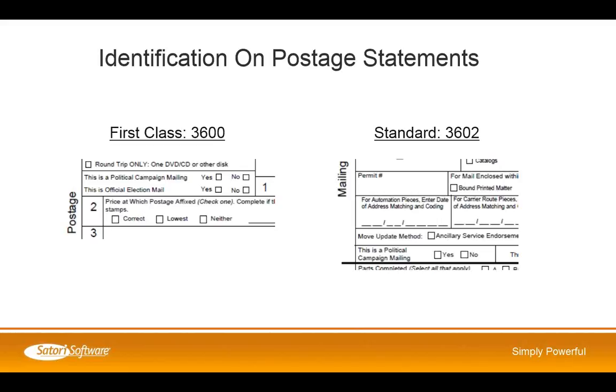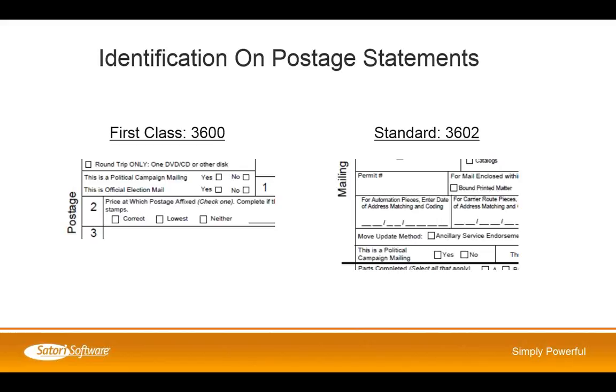And so the first one is the First-Class 3600, where you can see that there are two different check boxes. One is to identify it as a campaign mailing, in which you get that red tag. The expectation would be sacks and trays would have the red tag, or if it's an official election mailing, which would be like the ballot information, then that would have the green tag. And so First-Class has both those available. If you're looking at Standard Mail, though, you'll see that the only option there is political campaign mailing. And so ballots and that kind of stuff has to be sent First-Class Mail.